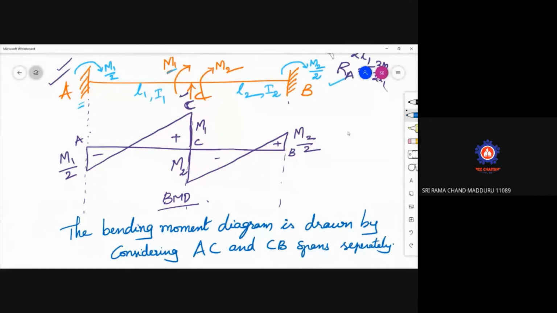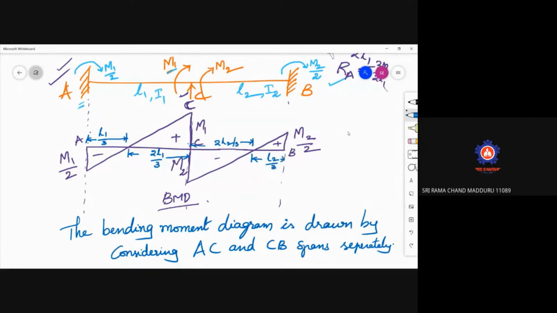Now we should understand what is the distance from here to here, and what is the distance from here to here. If you see this, this is a triangle with M1 by 2 and M1. This distance will be L1 by 3. Using the similar triangle principle, this is 2L1 by 3. And M2 is larger here, so this will become 2L2 by 3, and this will be L2 by 3.